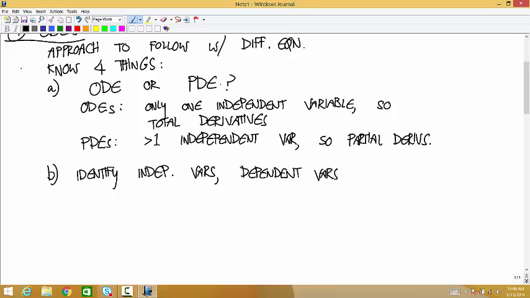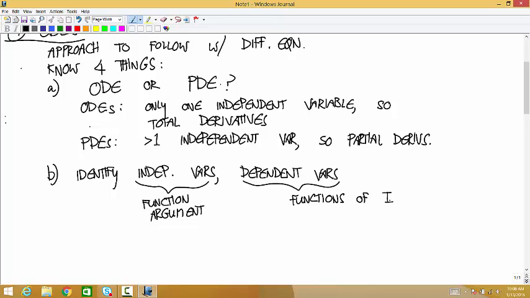Okay, so the independent variables are the arguments of the function. The dependent variables are the function. So the independent variable is the function argument, and the dependent variables are functions of the independent variable. And if you're solving a differential equation, this is what you're trying to find.